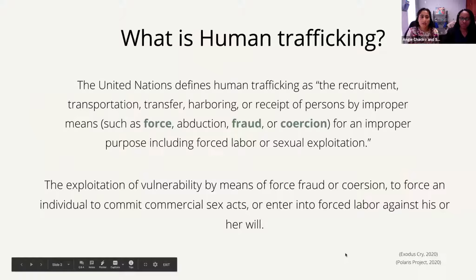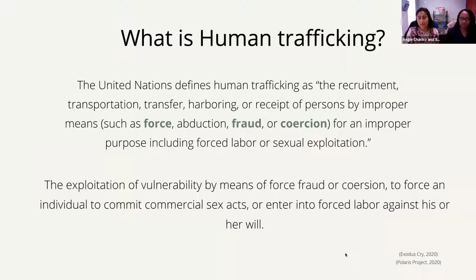So the United Nations defines human trafficking as the recruitment, transportation, transfer, harboring, or receipt of persons by improper means, such as force, fraud, coercion. They also include abduction in there. We'll go into that a little bit later. And for an improper purpose, including forced labor or sexual exploitation.